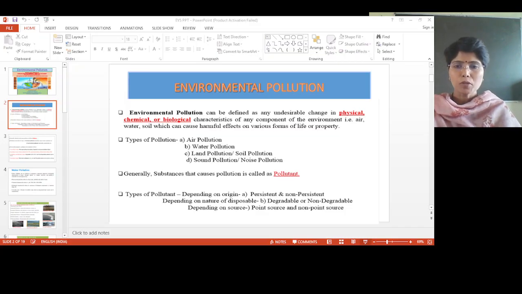According to the decomposition nature, there are degradable pollutants like plant debris and non-degradable pollutants like plastic and DDT. According to origin, there are point source pollutants like iron and zinc, and non-point sources like rural sanitation and mining.